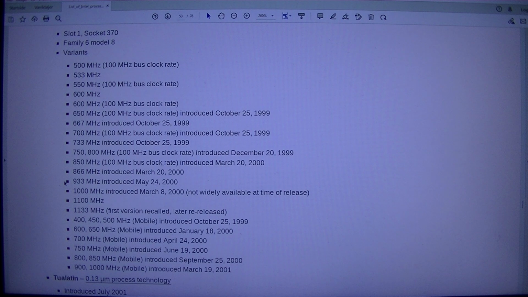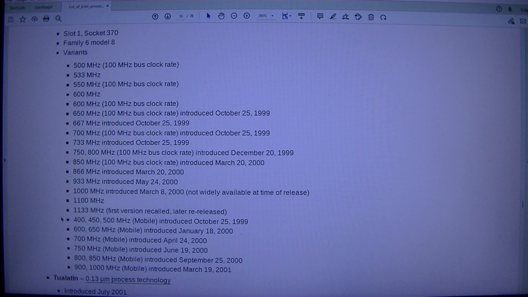933 MHz introduced the 24th of May, 2000. 1000 MHz introduced the 8th of March, 2000, not widely available at time of release. 1100 MHz. 1133 MHz, first version recalled, later re-released.